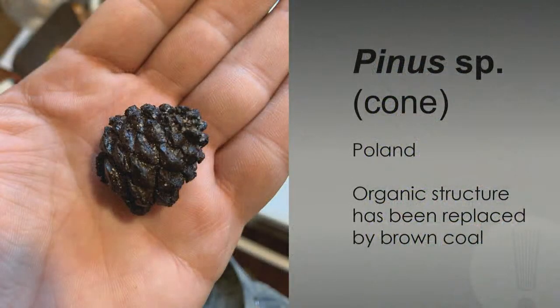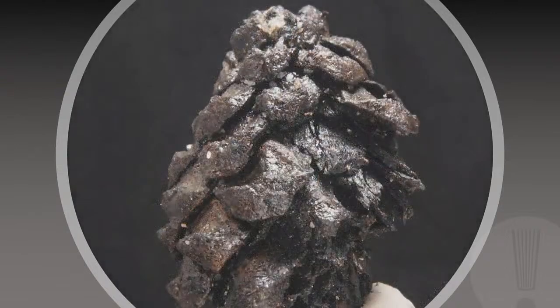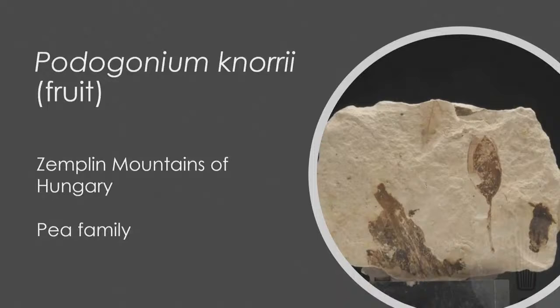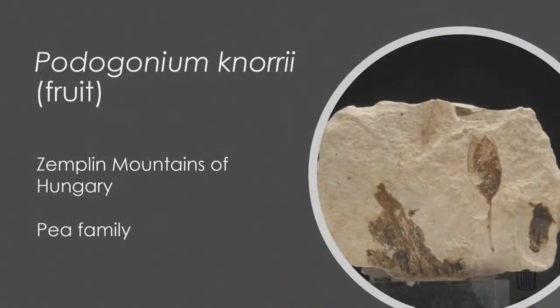I have another specimen here also. It's about the size of it here. Got some close-up views from the same region of Poland. And there's the Patagonium norii, fruit from the Zemplin Mountains of Hungary. This is a legume in the pea family. And the part you're looking at, that's the fruit, is there on the right side of that specimen. It looks like it has a stem coming out the bottom and the fruit case at the top.